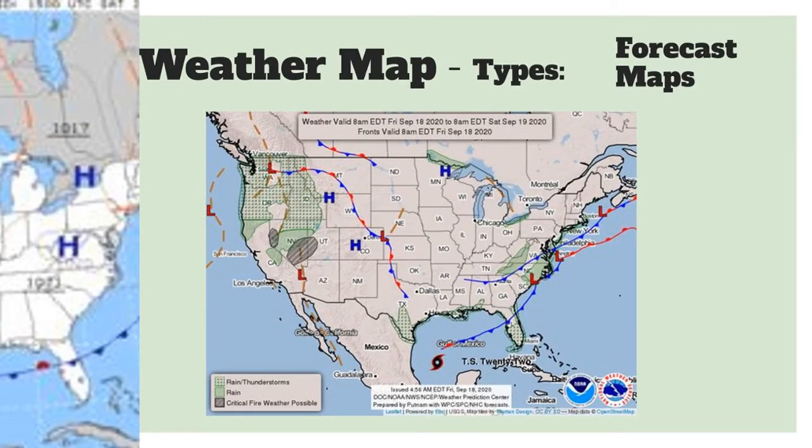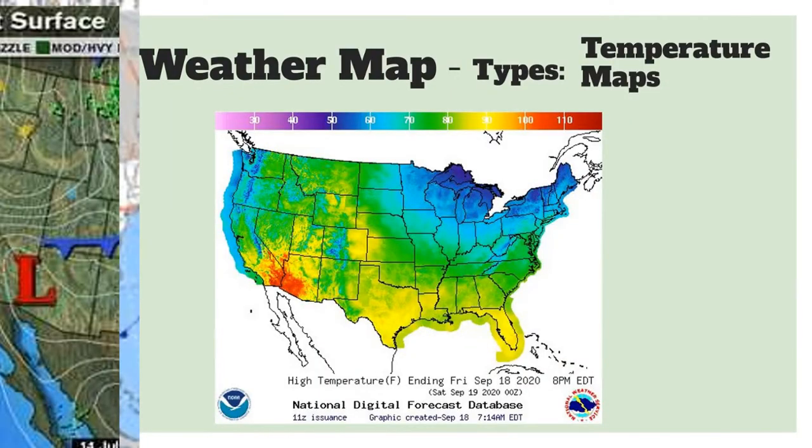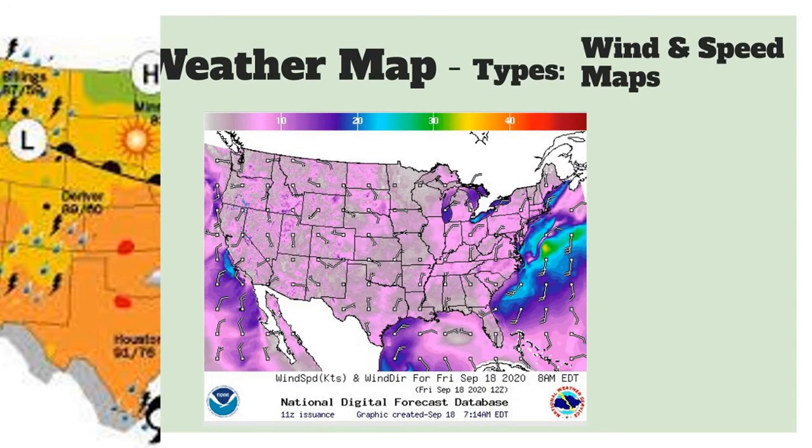One type of weather map is a forecast map. Here, this is a predictive model telling us what the weather is going to be in a particular area. Here, we have another type of map known as a temperature map. It's telling us what the degrees are in various states and places. This weather map is known as a wind and speed map. It tells us where the wind is and what direction it's blowing in.